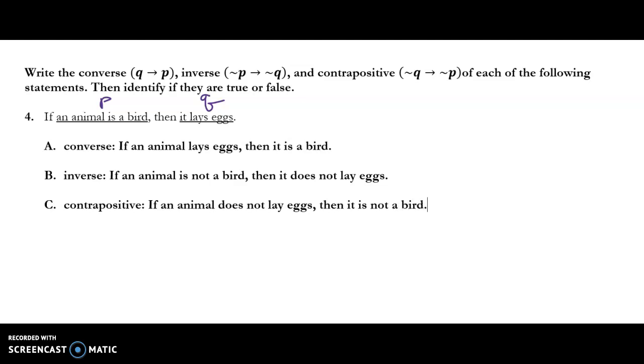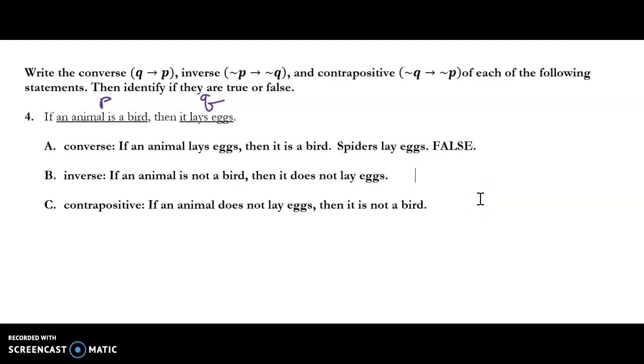Okay? So let's think about each one of these in order. If an animal lays eggs, then it's a bird. Okay. Well, something you might know is spiders lay eggs. Is a spider a bird? No. So this statement is false. Spiders laying eggs is a counterexample.